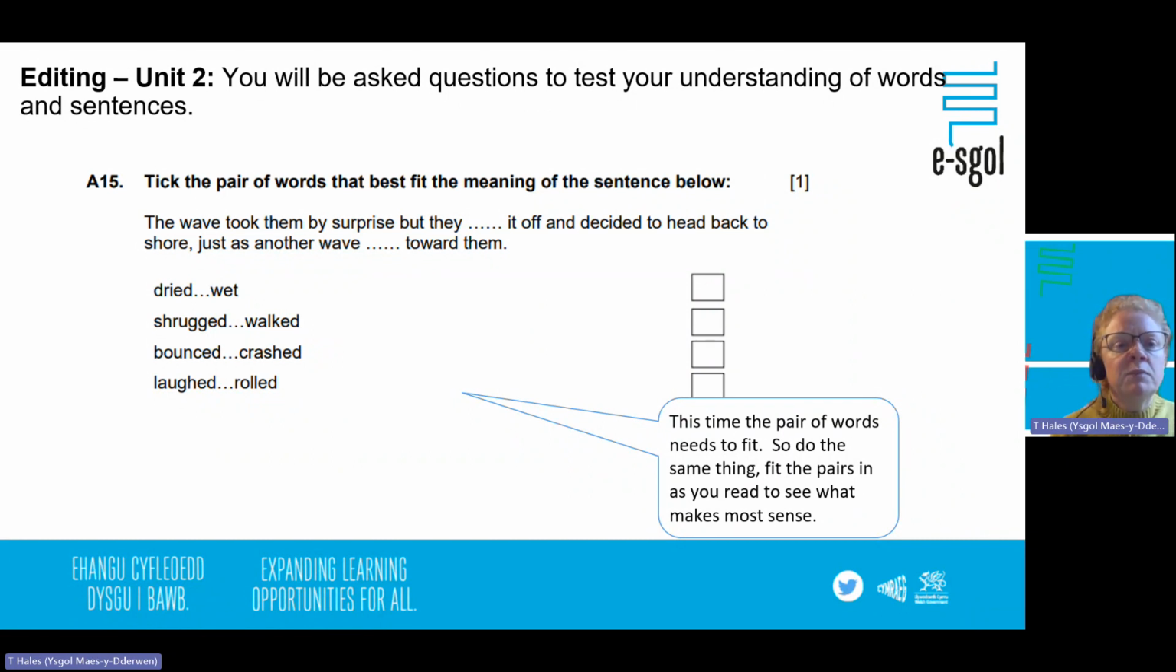The wave took them by surprise, but they laughed it off. Yeah, that makes sense. Decided to head back to shore just as another wave rolled toward them. That makes sense. So I think the pair of words we need is laughed and rolled. So it's the pair that needs to fit, and you tick the box for the pair that fits in.